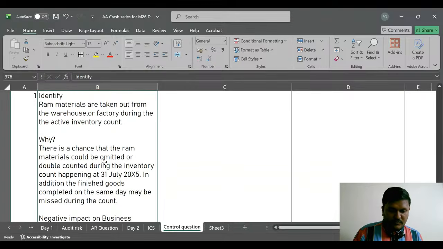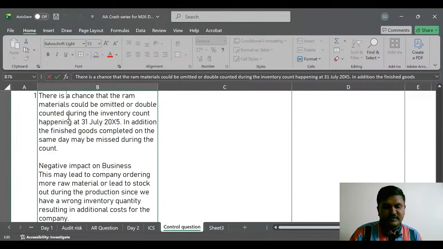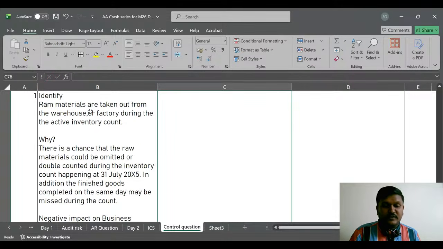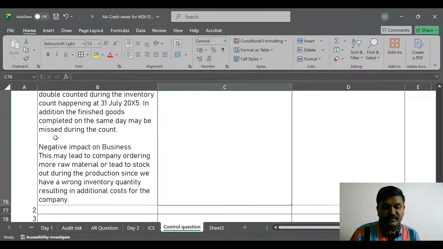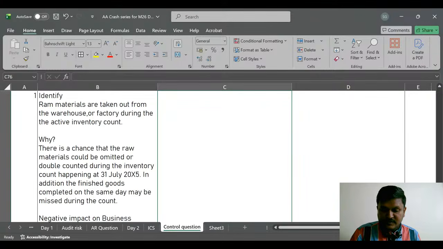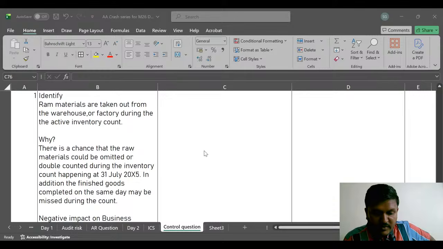Okay, so meaning, identify has been considered over here. The identify: there is a chance that the raw materials could be omitted or double counted. Why is there? Raw materials identify situation is there, and then negative impact is there. Clear, Deepak, on the framing? Clear on the framing, right? So identify, why, and the negative impact has been put in over here.